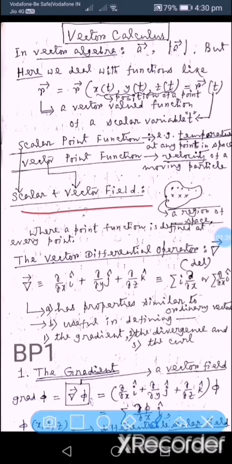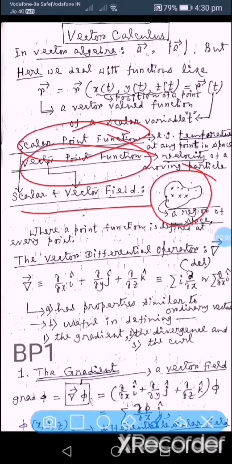Scalar and vector field. When a point function is defined at every point of a certain region of space, then that region is called a field. And the field is called a scalar field or a vector field according as the point function is a scalar point function or a vector point function.